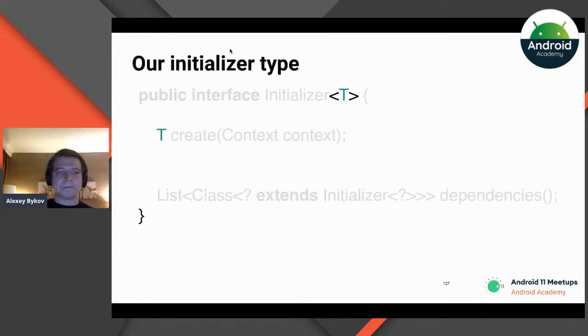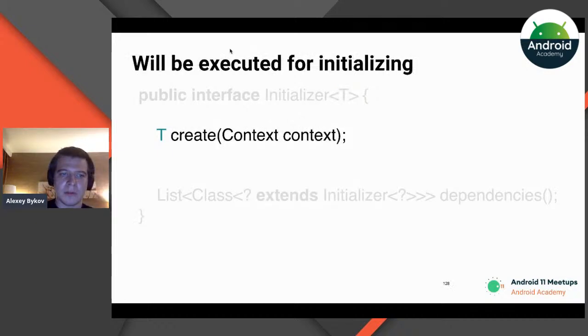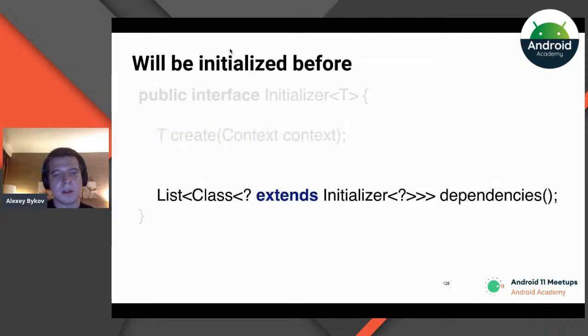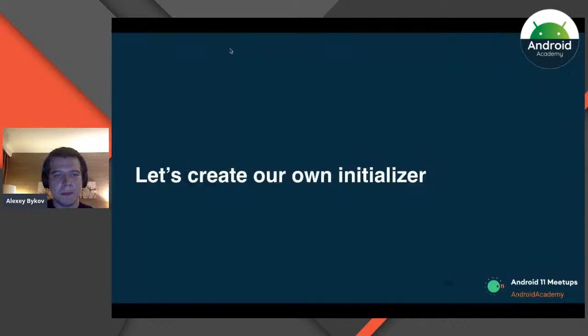So we have a type of initializer here. It can be anything. It can actually be a unit as well. We have a method create here, which can be executed only once, with the context, of course. And we have the list of dependencies, which will be executed before create, if we have some other libraries which depend on our library.